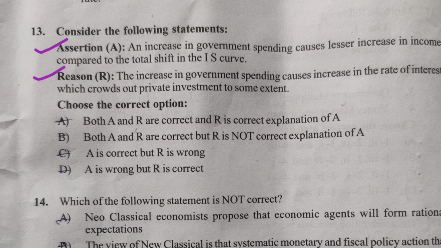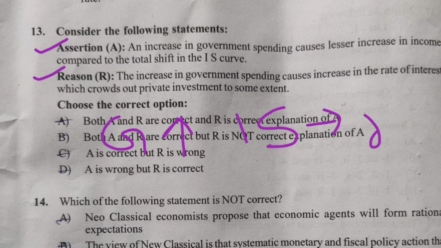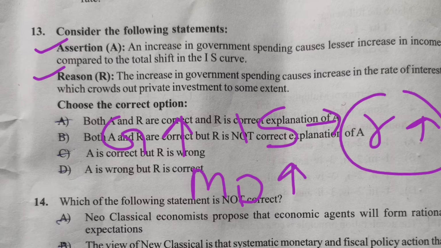Why? Because the IS-LM model shows us that when government spending increases, the IS curve shifts to the right. However, this shift causes an increase in the rate of interest. What happens eventually? The demand for money also increases. Now this higher interest crowds out some private investment. So in this case, I guess the assertion is correct, the reasoning is correct, and it explains the assertion.